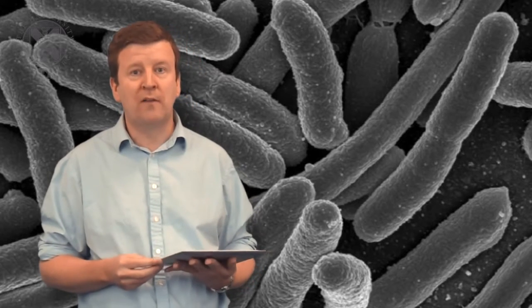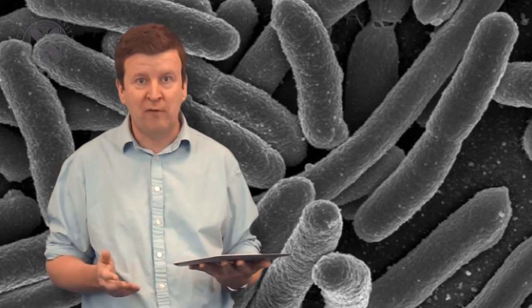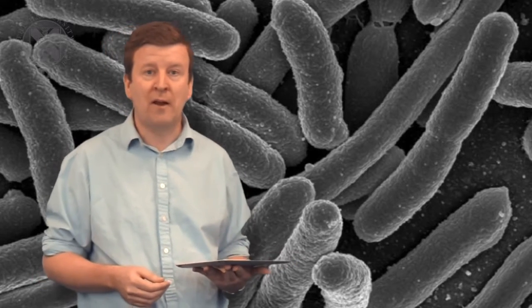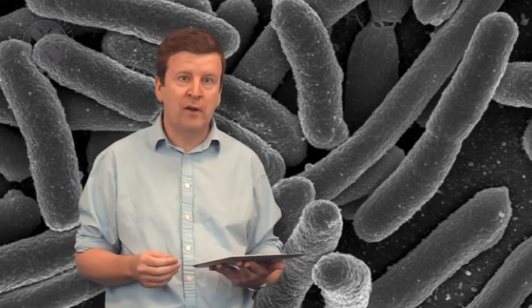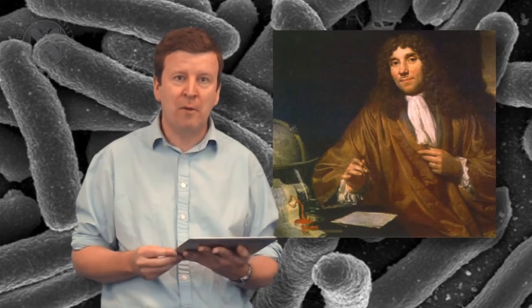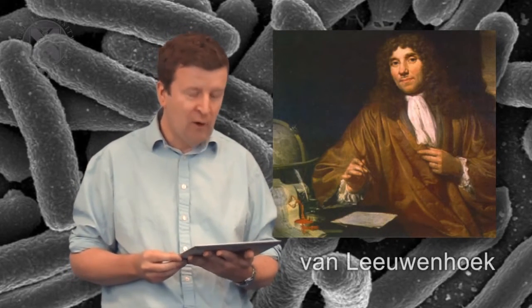Microbes are important because they're actually the most likely forms of life that we would find on another planet. Intelligent life is likely to be much rarer. Microorganisms were first discovered in the 17th century by a rather remarkable individual, Antony van Leeuwenhoek.